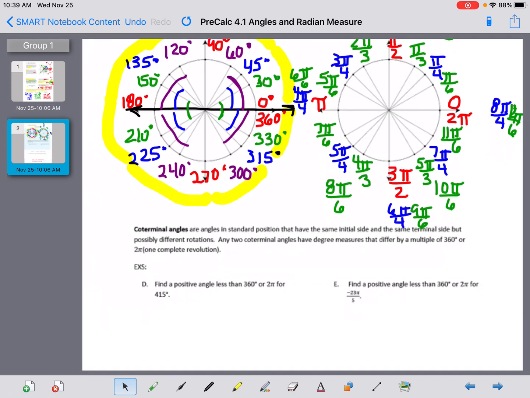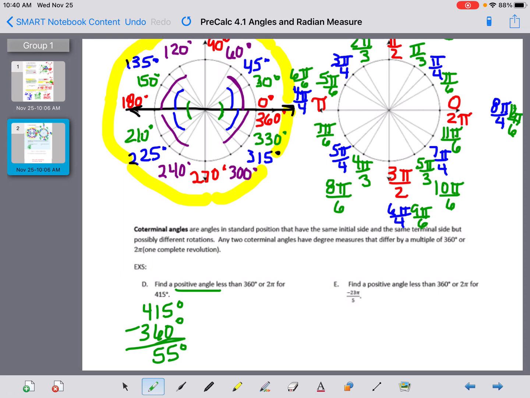I don't want to move my unit circle too much, but okay. It says find a positive angle, and it's important we know which one we're stopping at, less than 360 or 2 pi, for 415 degrees. So 415 degrees is definitely more than the circle, okay? So what we want to do is simply subtract 360 from it. We subtract 360 and we're at 55 degrees, okay? We have a positive angle, it's less than 360, and that's my coterminal angle.